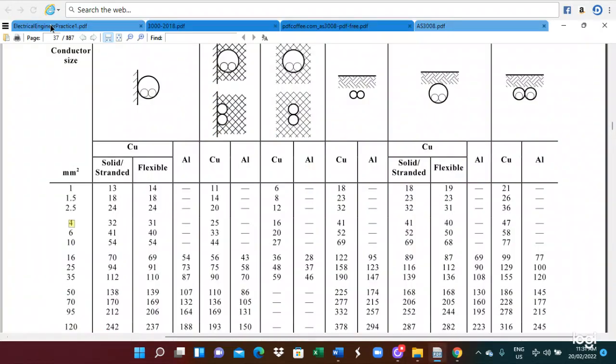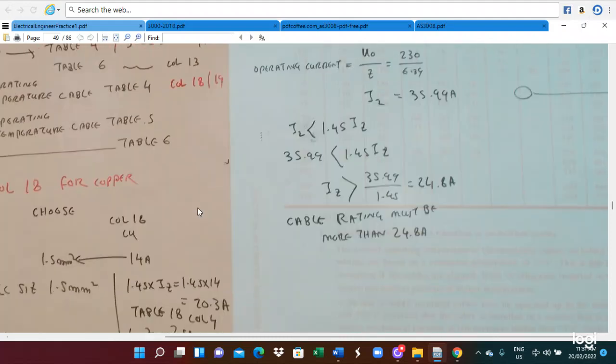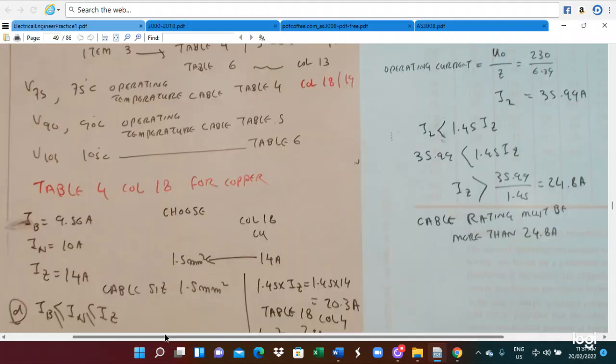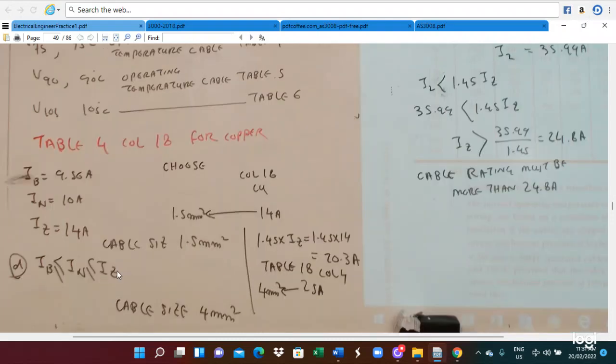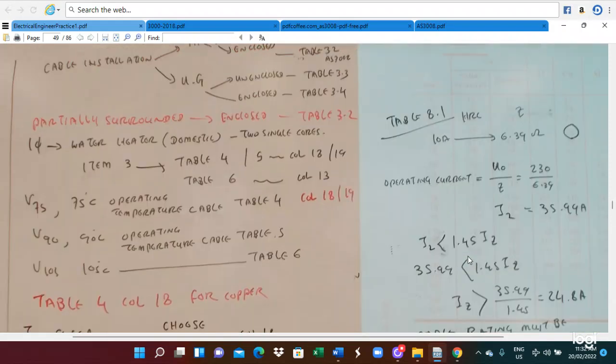IB must be less than IN must be less than IZ. So according to this condition, we select the cable size. So in this case, IB is 9.56, IN is 10, IZ is 14. So if you select the IZ 14, cable size 1.5 millimeter square, it agrees with the formula. But it does not agree with the second formula. Second formula, I2 is less than 1.45 times IZ.